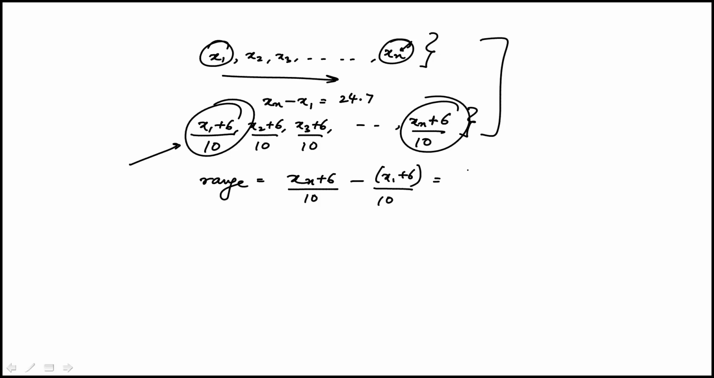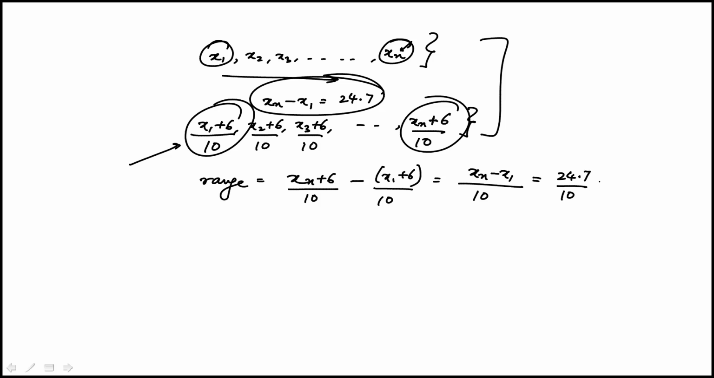And you'll see, same denominator. The top just becomes xn minus x1. The 6 drops out because you're adding it to every single value. So essentially that means that the range of the new set would be the range of the original set divided by 10.